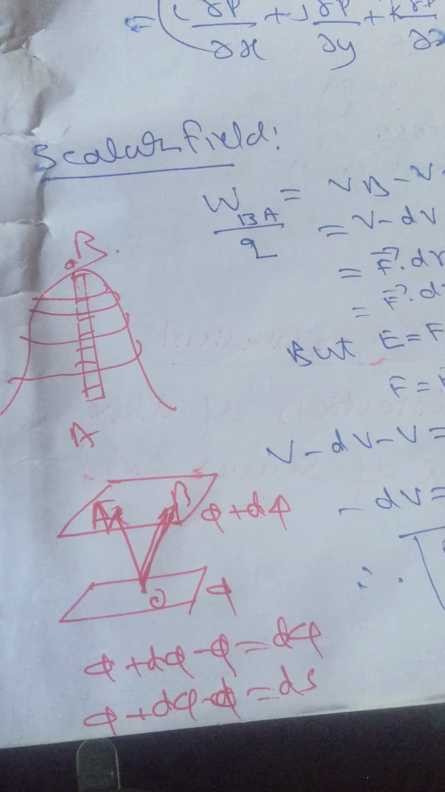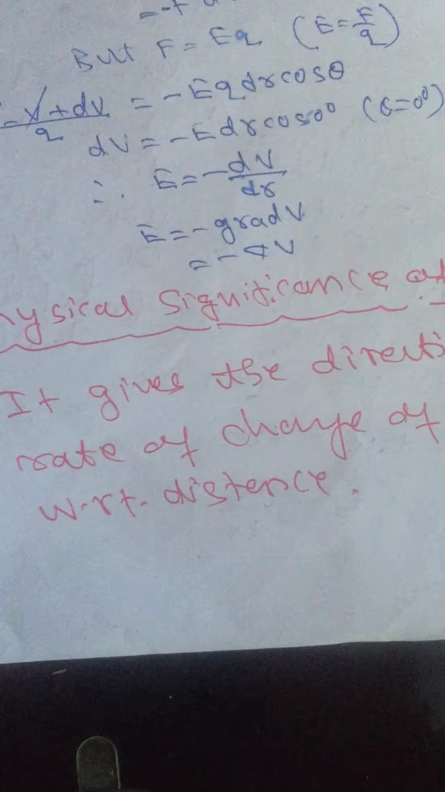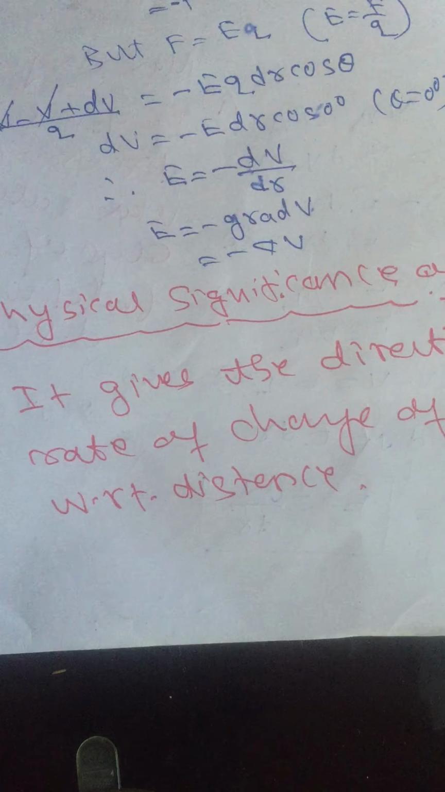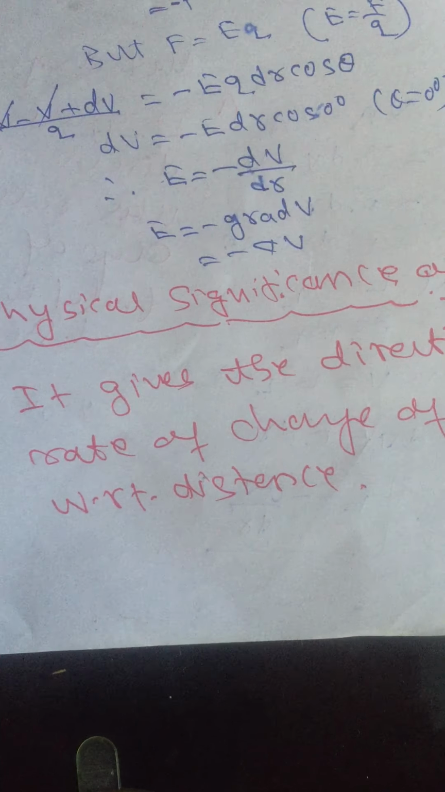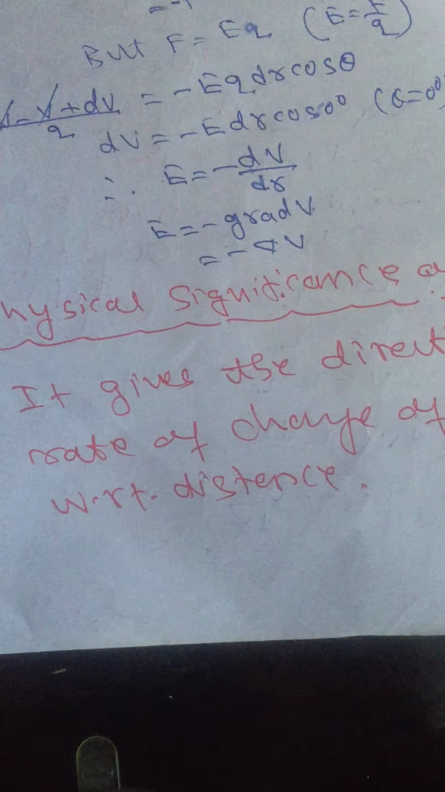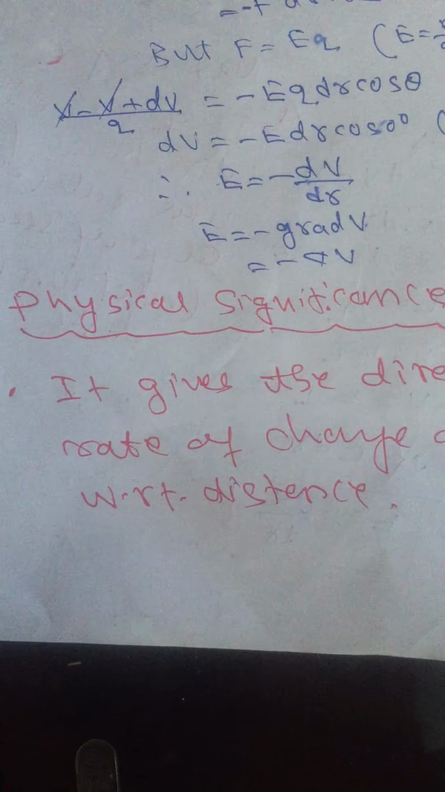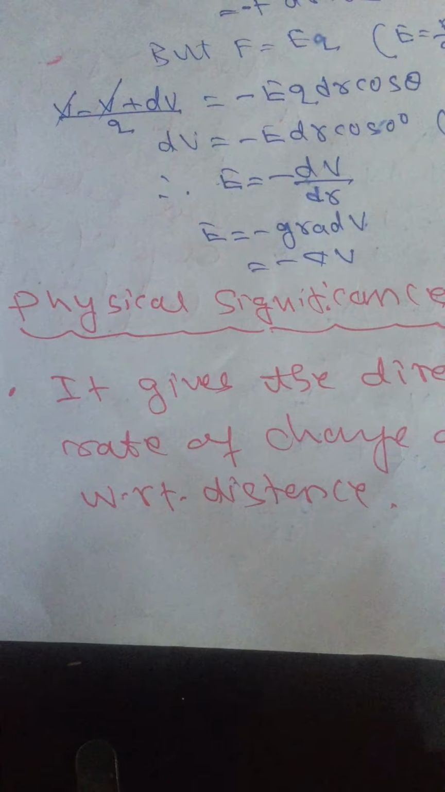In the sense, it gives the direction of the maximum rate of change of the scalar field with respect to distance. That is the physical significance of the gradient of the scalar field. I repeat, the physical significance is that it gives the direction, means it gives a vector quantity, and the rate of change must be maximum with respect to distance. So this is the physical significance of the gradient of the scalar field.